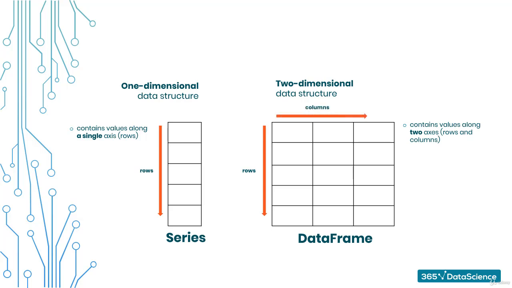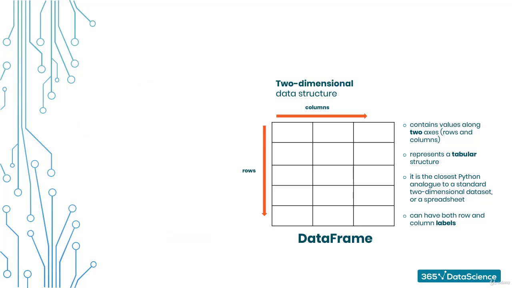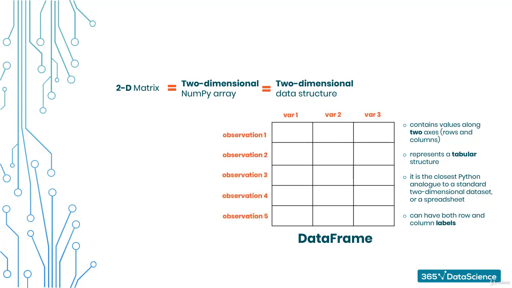Thus, it represents a tabular structure and is the closest Python analog we can have to a standard two-dimensional dataset, so to speak, or a spreadsheet. So, a data frame can be regarded as a collection of series in the same way in which an Excel spreadsheet is a collection of multiple columns. That's why a data frame can have both row and column labels. All right. On the whole, how can such organization improve your analysis? Well, it frees you from constantly referring to the data frame as a two-dimensional NumPy array or a 2D matrix. Rather, you can think of it analytically as a collection of multiple observations for the given variables.